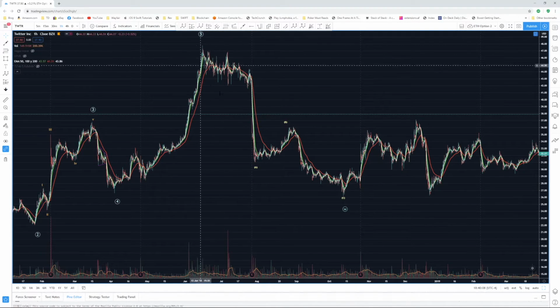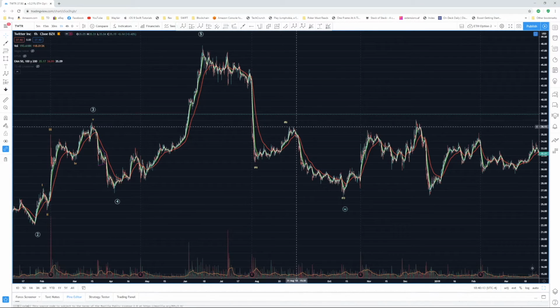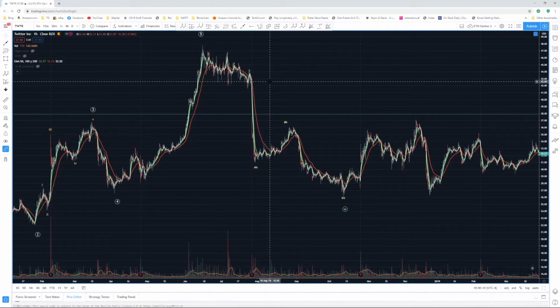When our A wave is a 5-wave move and is sharp downwards, it indicates that our B wave is going to be much less deep. However, when we have a slow, drawn out A wave, we know that our B wave tends to retrace it almost entirely with a flat or a triangle.